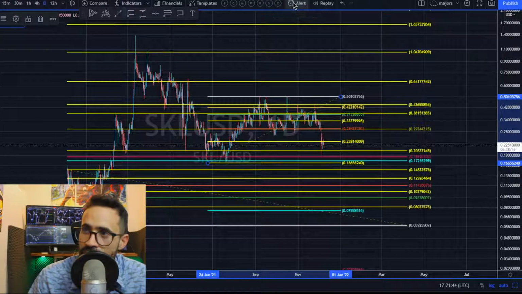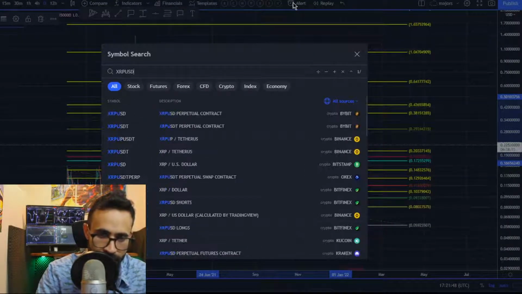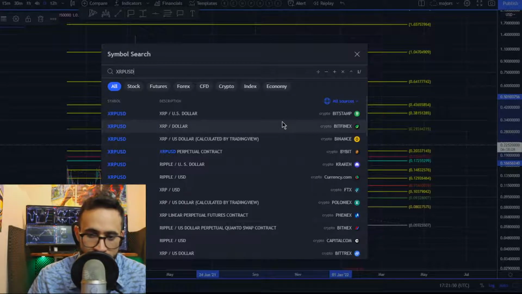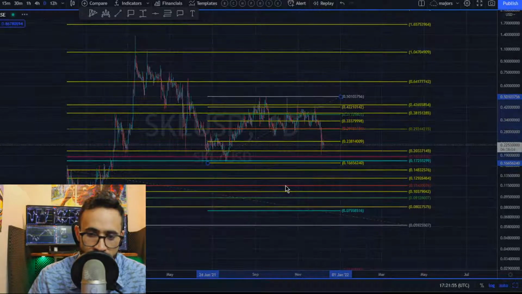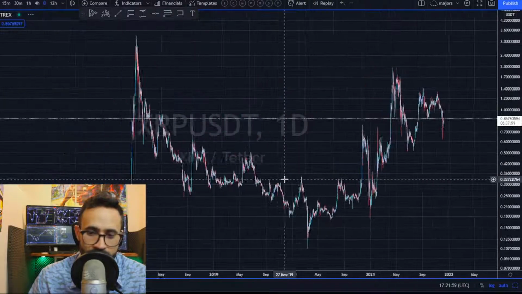Let's look at the Ripple. XRP USD. I think Bittrex has the most data.